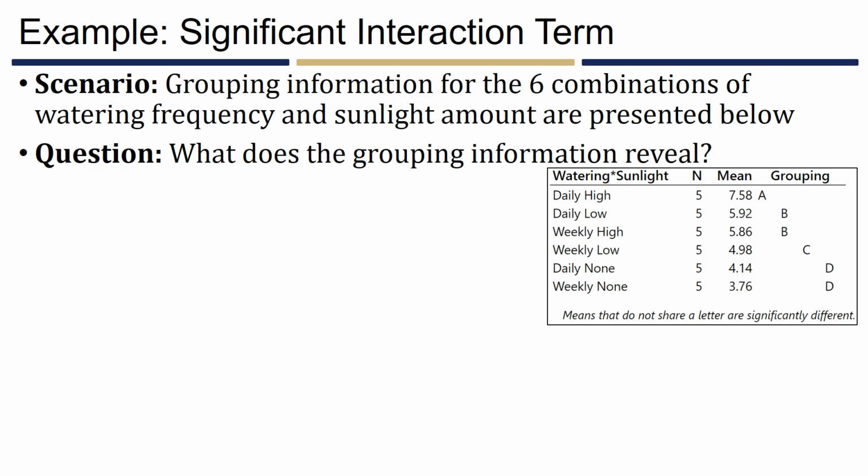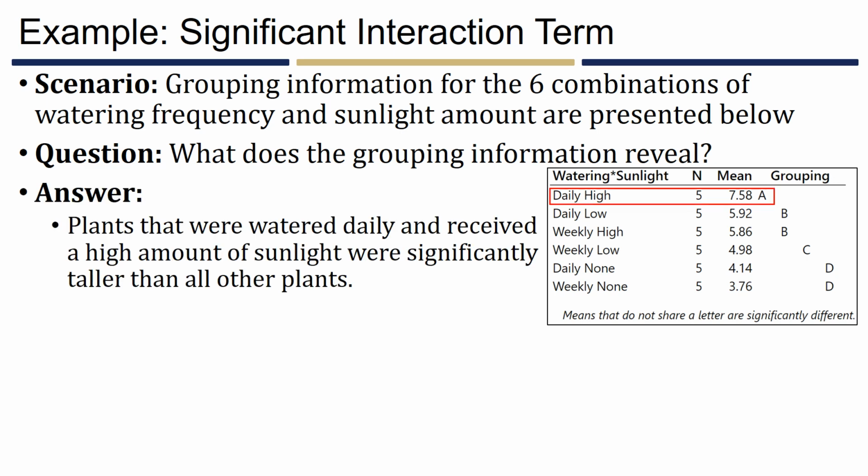So here's what we can deduce from this output. First of all, plants that were watered daily and received a high amount of sunlight were significantly taller than all other plants. We can deduce this because these plants were in group A all on their own, and they didn't share a letter with any other group.